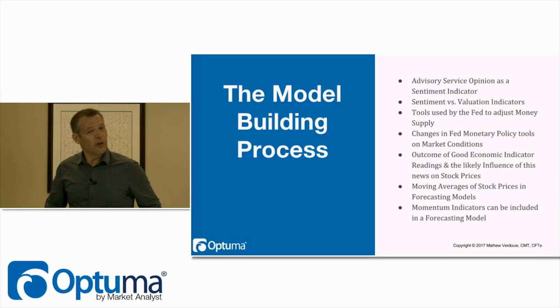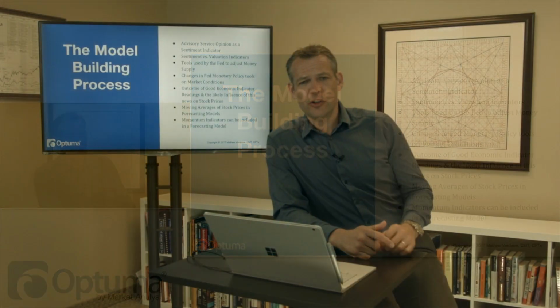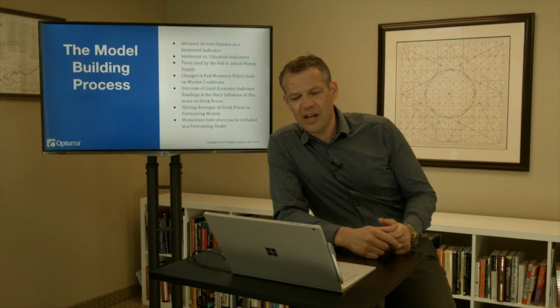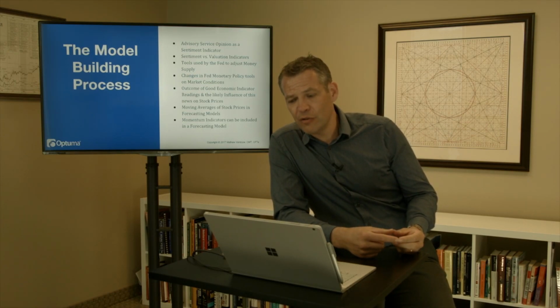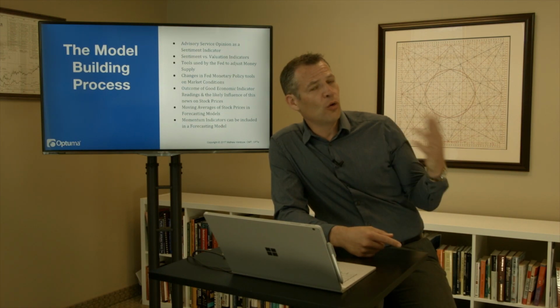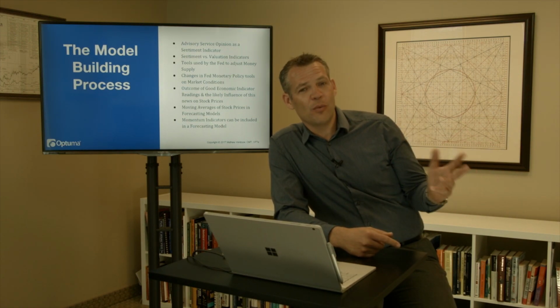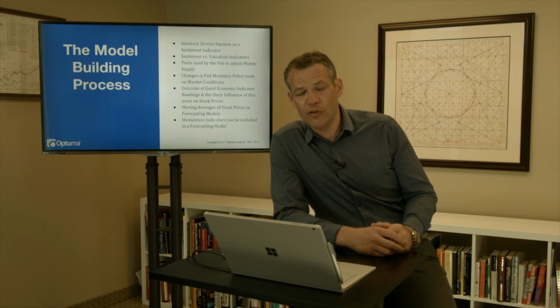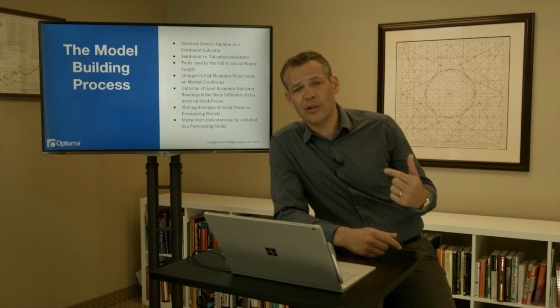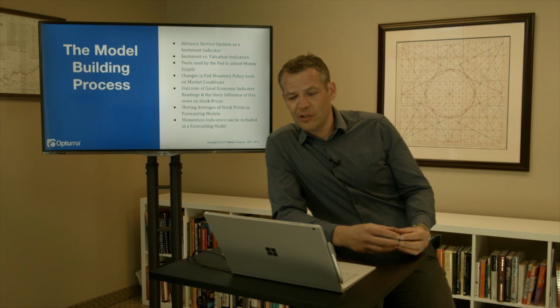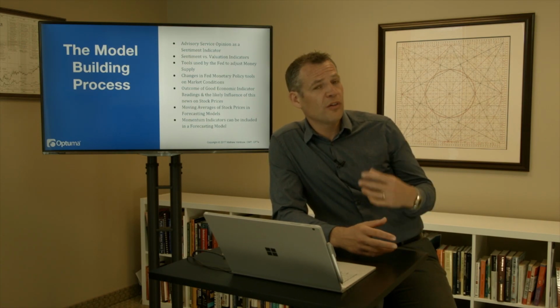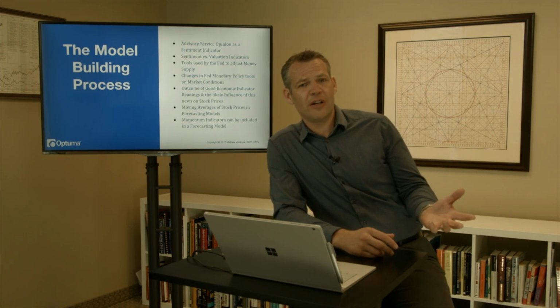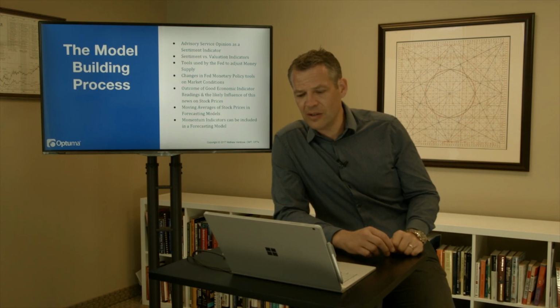All right, so that's the model building process. Part of the learning objectives there: you need to be able to describe the use of advisory service opinion and what Ned Davis says there, remembering that when all advisors are saying the same thing, we're set up for a reversal. Recognise the difference between sentiment and value indicators. Describe the main tools that the Fed uses, being interest rates and controlling money supply. Interpret the likely results of those changes. What's going to happen? How does that have a flow-on effect to equities? You need to be able to understand that.